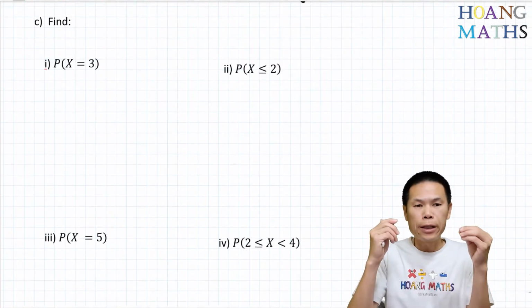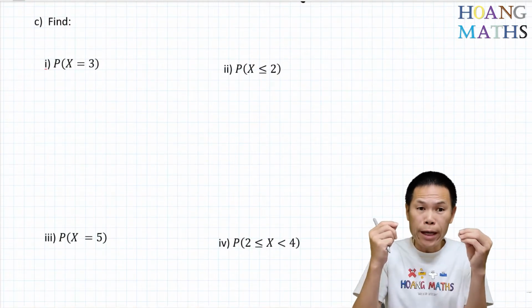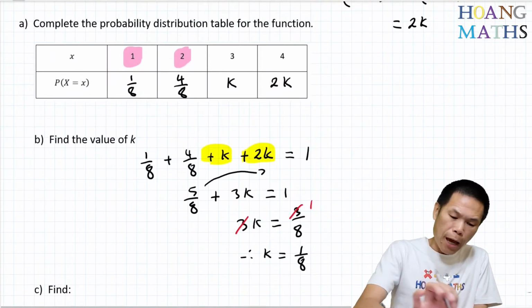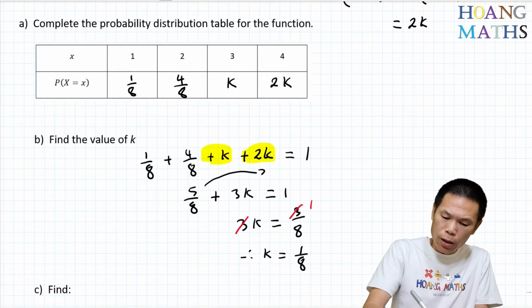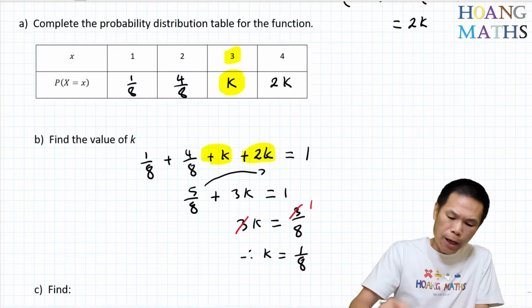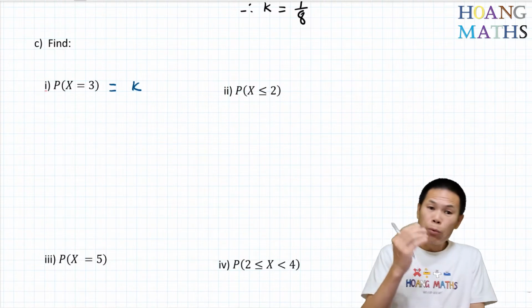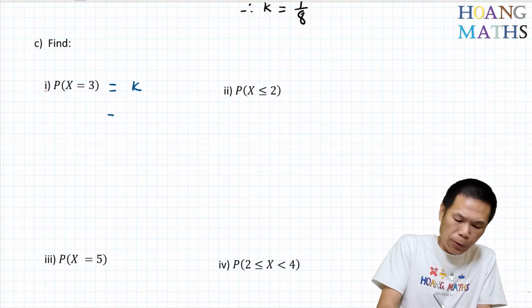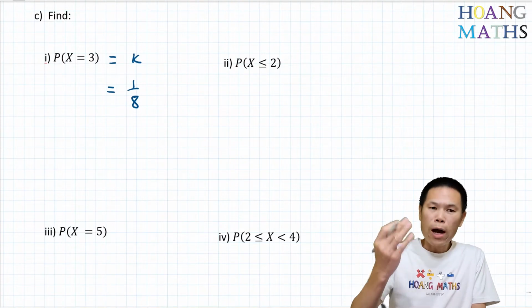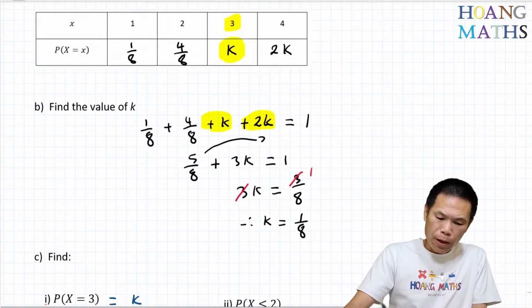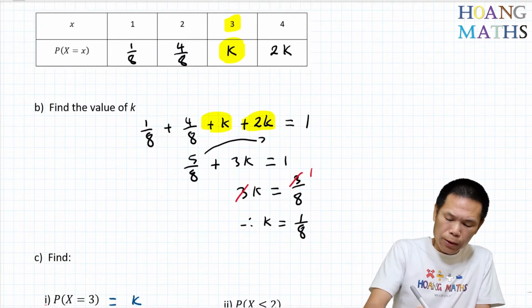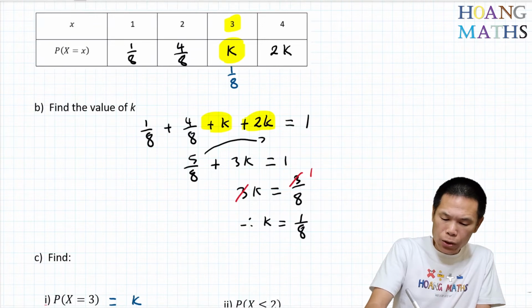Part C, we need to find this probability. The probability of x equal to 3 means we need to find x equal to 3. So x is 3 here, and the probability is equal to k. So let me just write this down. That is equal to k, but we know that k is 1/8, so it is equal to 1/8. Otherwise, I just go back here and fill in the k value first. So k is 1/8, and 2 times 1/8 is 2/8, which is equal to a quarter if you like.